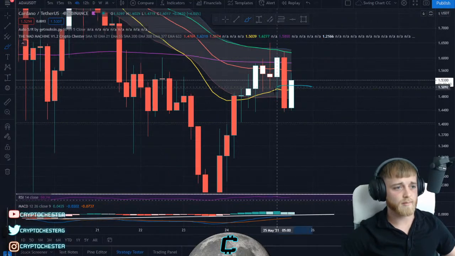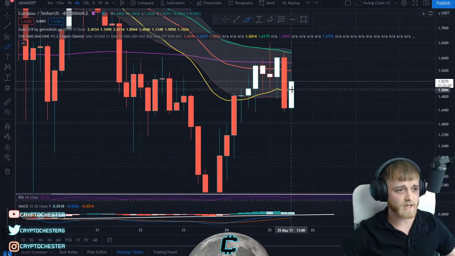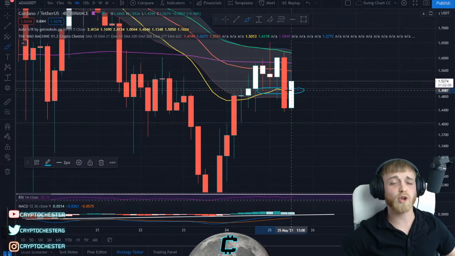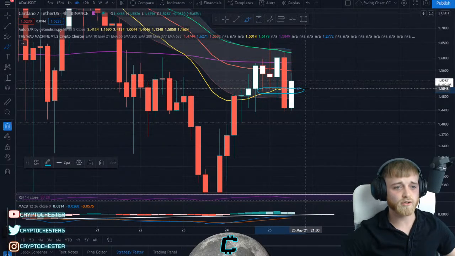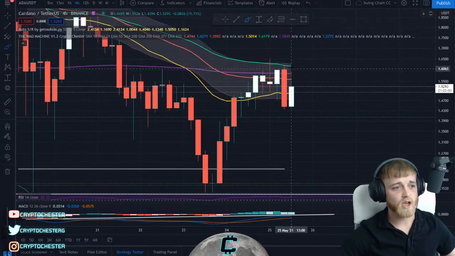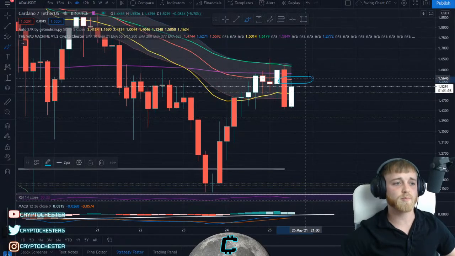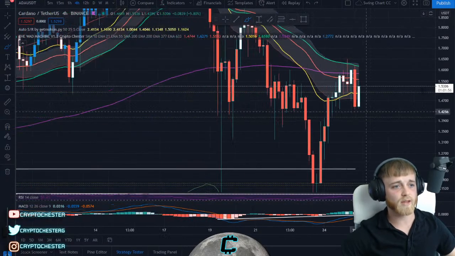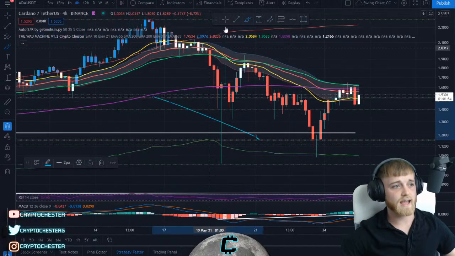In terms of the level of support which we're currently finding at this point in time, we're finding a level of support on this 21 moving average at $1.50, right? Currently at $1.52.84 there. We're looking at coming up to test this price action channel. If we can find a level of support on that, that's basically going to signal that we are entering a very juicy uptrend indeed.